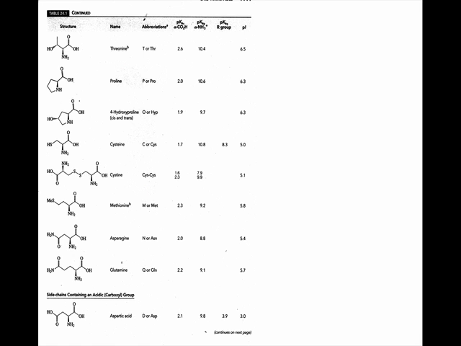Methionine. Methionine is somewhat related to cysteine. It's got an extra carbon in it, but what do we call this functional group? This is a thiol. And this one is a what? That's a sulfide, that's right. So you go from a thiol to a sulfide in methionine. And then asparagine and glutamine.